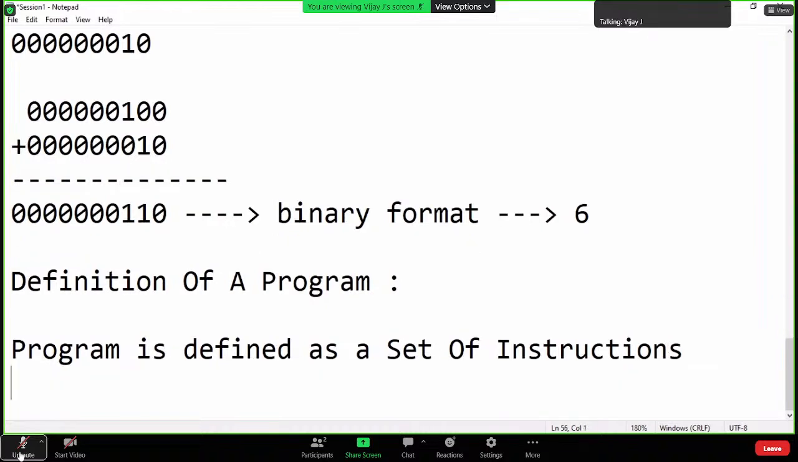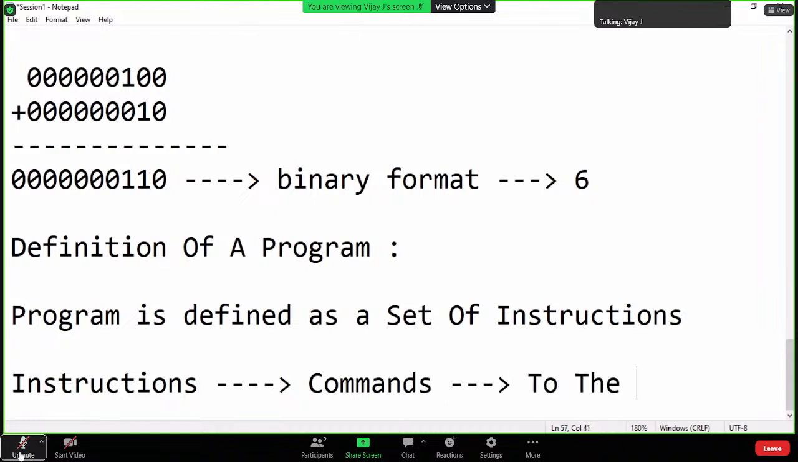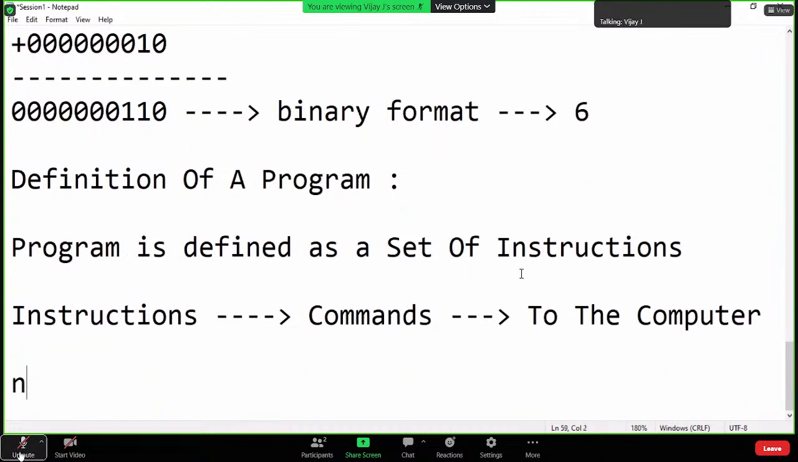What do you mean by instructions? Here instructions means commands. So for whom are we giving these commands? We are giving these commands to the computer. For example, previously we have written something like number 1 plus number 2.